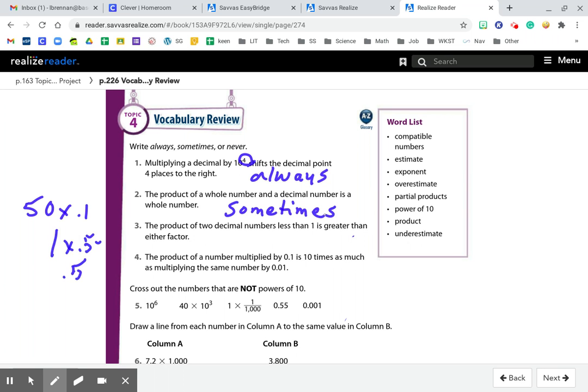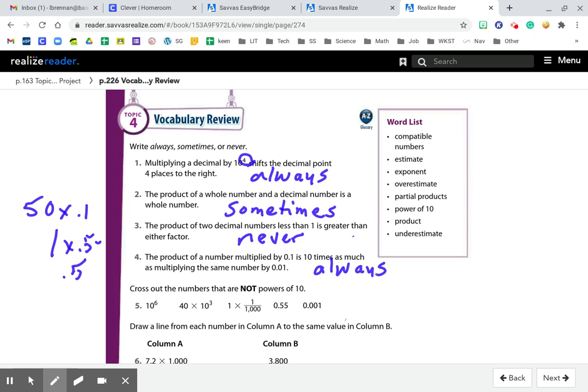Number 3, a product of two decimal numbers is less than 1 is greater than either factor. Well, that'll never be the case. If you have something less than 1 times something less than 1, you're never going to get anything bigger than 1. And number 4, the product of a number multiplied by 1/10 is 10 times as much as multiplying the same number by 1/100th. And that is always the case.